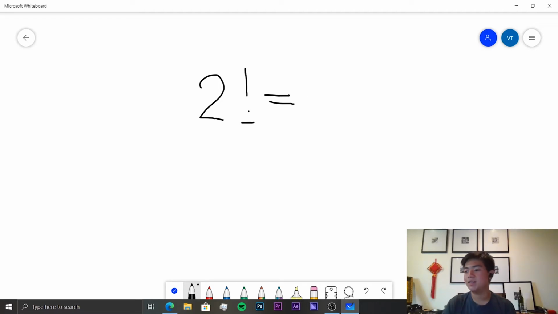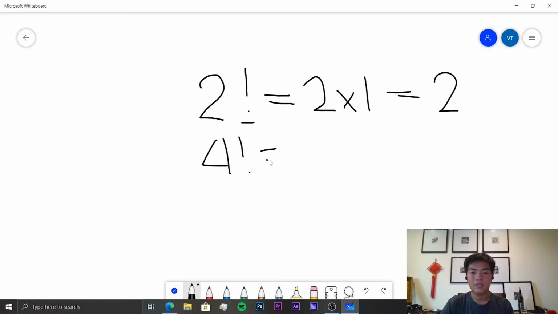There's a more complex definition that we can get into later, but for now, just think about it as, say, 2 factorial is 2 times 1, because it's all the numbers from this number to 1 multiplied together. So the value is 2. For 4 factorial, this would be equal to 4 times 3 times 2 times 1, which is 24.